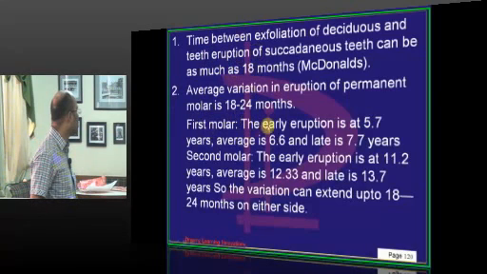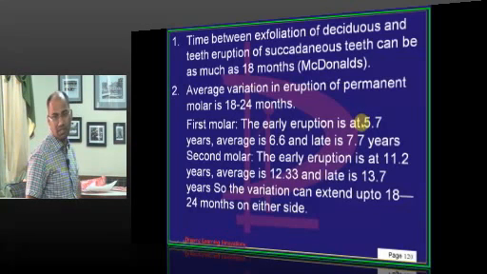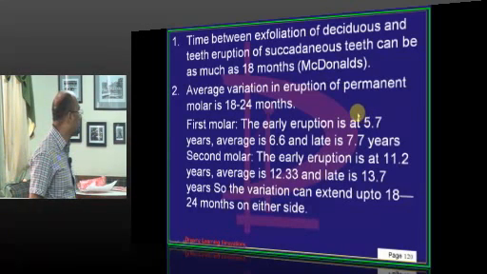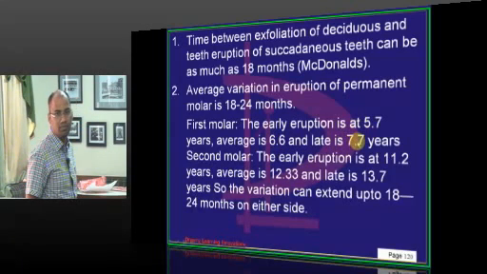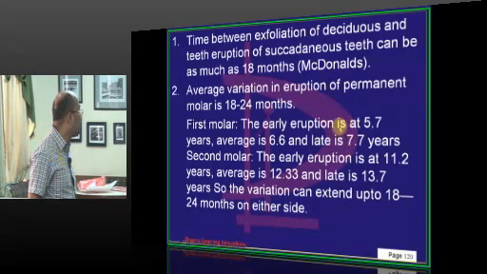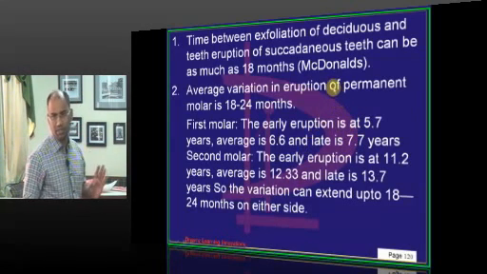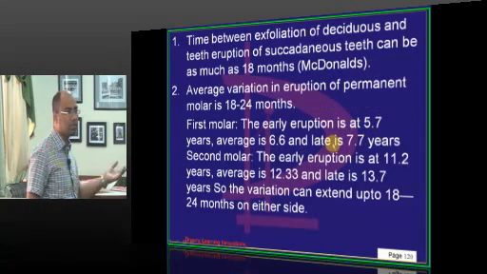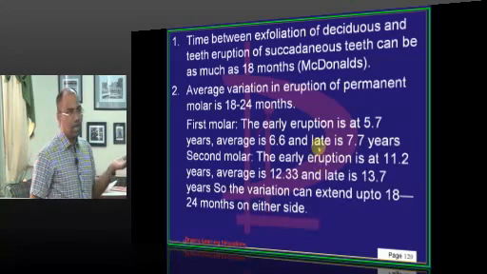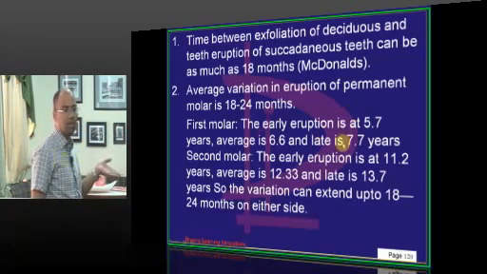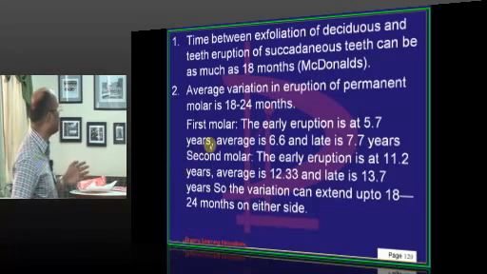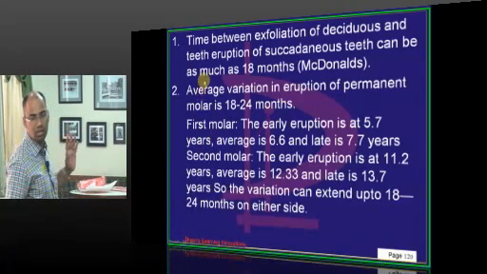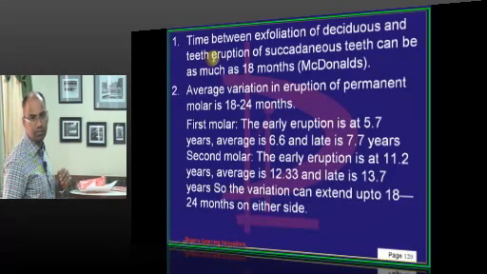First molar can start as early as 5.7 years, not 6 years. See, 6 years is an average, average is 6.6, late is 7.5. Okay. Even till the age of 8 years the first molar has erupted in a few cases. So this is the variation from 5.7 to 7.7, how much is it? 2 years. An early eruption is 5.7, late eruption is 7.7. So that itself is 18 to 24 months. That could be the variation. Understood?